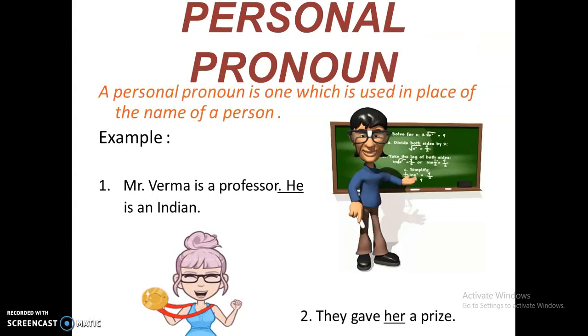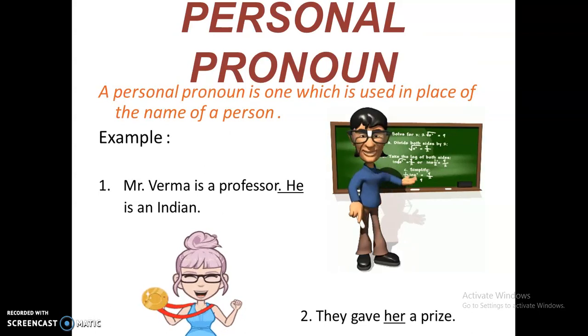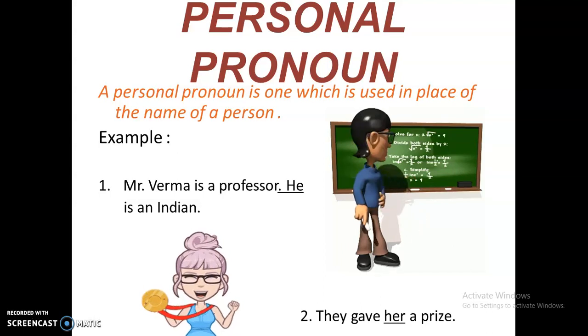First we have the personal pronoun. A personal pronoun is one which is used in place of the name of a person. So when I am referring to a person, I will be using personal pronouns.